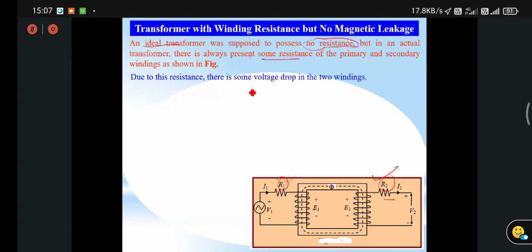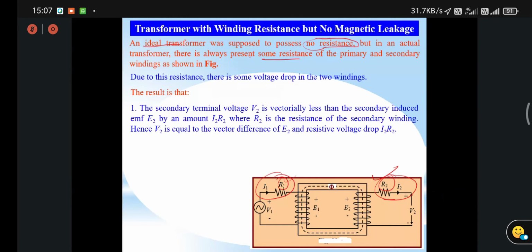Due to this resistance, there is some voltage drop in the two windings, like I1 R1 voltage drop and I2 R2 voltage drop here. The result is that the secondary terminal voltage is vectorially less than the secondary induced EMF by an amount of I2 R2, where R2 is the resistance of the secondary winding. Hence V2 is equal to the vector difference of E2 and the resistive voltage I2 R2.